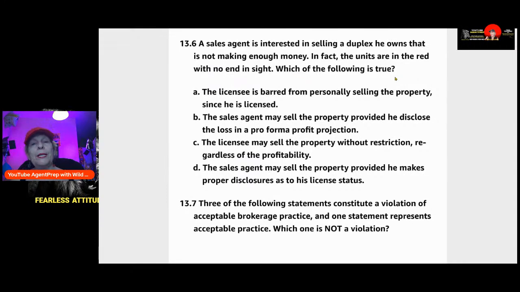Which of the following is true? A, the licensee is barred from personally selling the property since he or she is licensed. B, the sales agent may sell the property provided they disclose the loss in a pro forma profit projection. C, the licensee may sell the property without restriction regardless of their profitability. Or D, the sales agent may sell the property provided they make proper disclosure as to their license status.